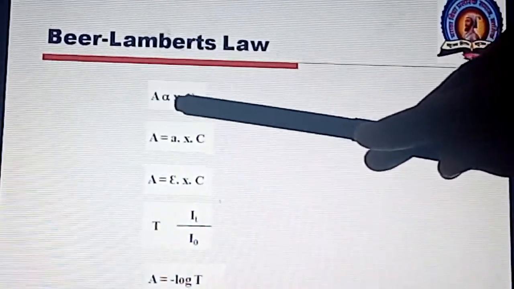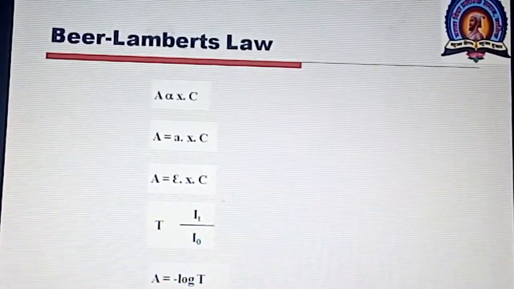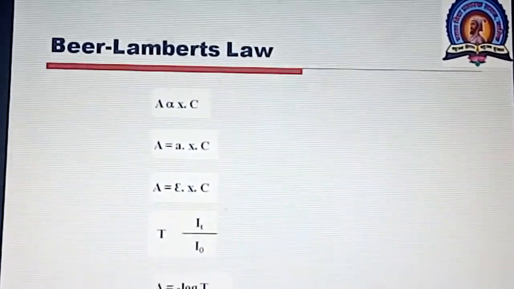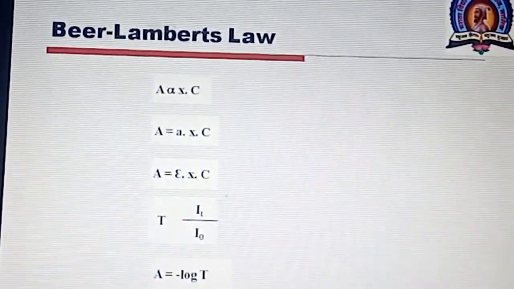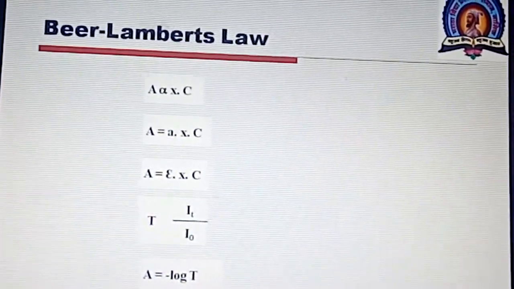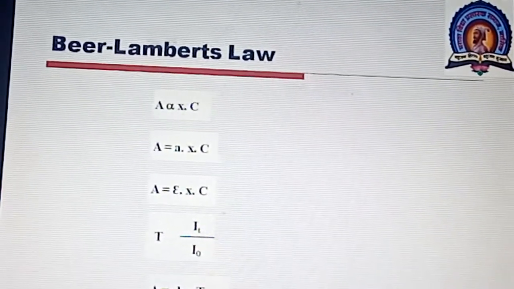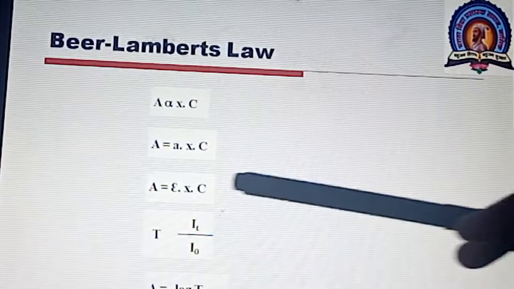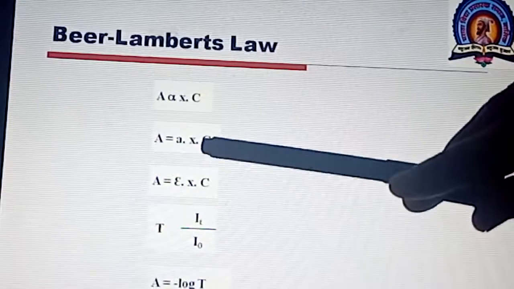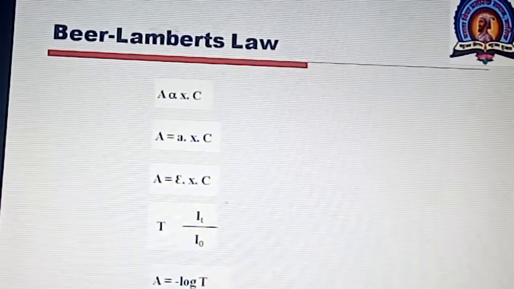So absorbance A is directly proportional to path length as well as the concentration, where this small a, it is known as what? Proportionality constant, which is also called as absorption coefficient. Okay, or sometimes it is also called as the molar absorption coefficient, right? Thus the Lambert-Beer's law can be represented like this. Okay, so this is called as what? Your molar extinction coefficient.